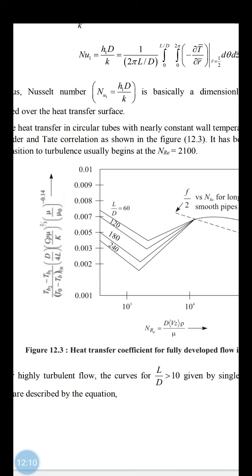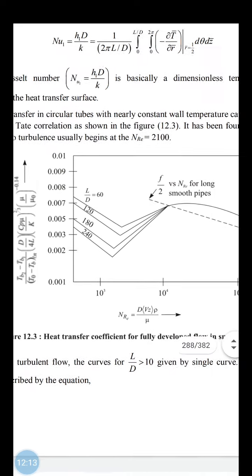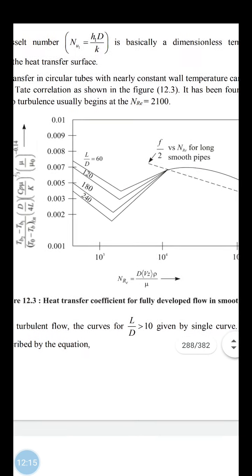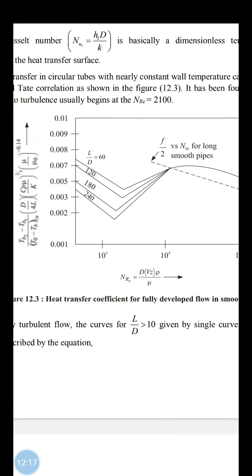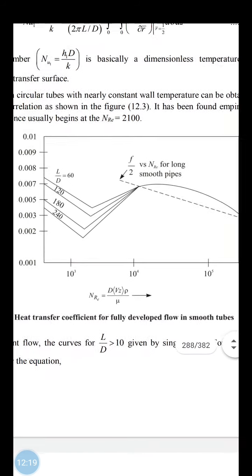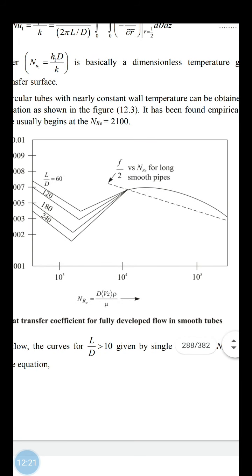So this will be the y-axis, which is plotted against the Reynolds number. NRe is equal to dVzρ by μ. You can see the different curves, which are for different L by D ratios, that is the length of the pipe to the diameter ratio, whether it is 60, 120, 180, 240, like that. For different values of L by D ratio there will be different curves.